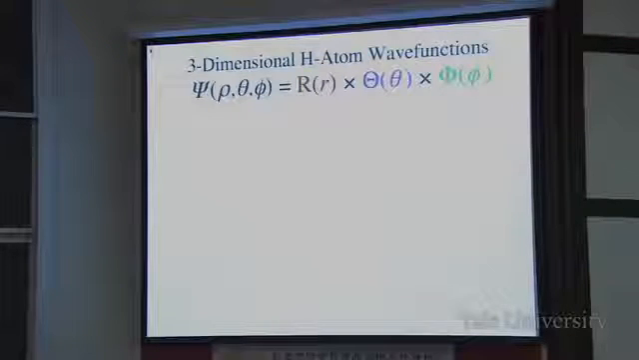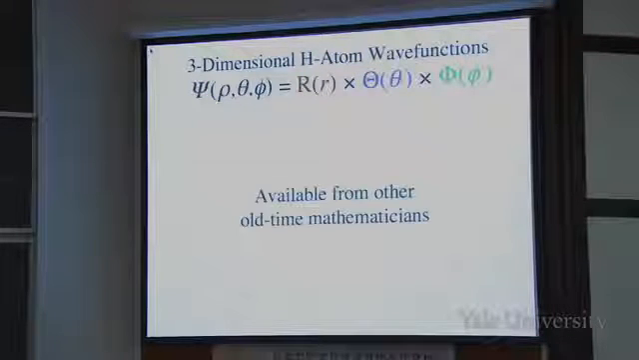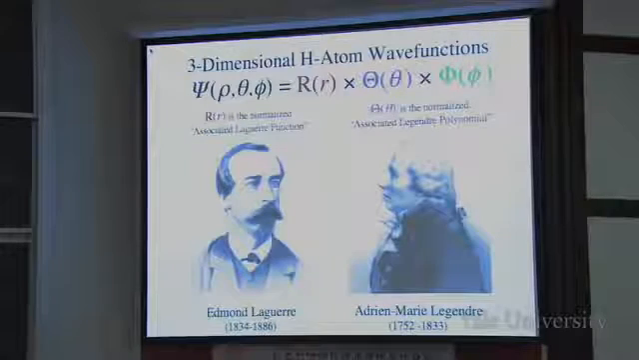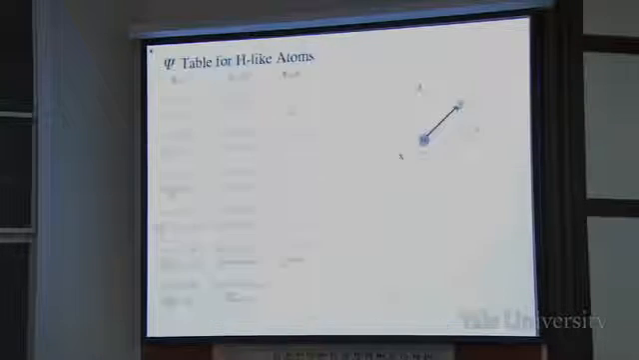Okay, so a three-dimensional H-atom wave function, psi, can be written as a product of three functions, an R function, a theta function, and a phi function. And these were available from other old-time mathematicians. The R function is called the associated Laguerre function, and it's named for Edmond Laguerre. And the theta function is called the normalized associated Legendre polynomial, after Adrien-Marie Legendre. Okay?